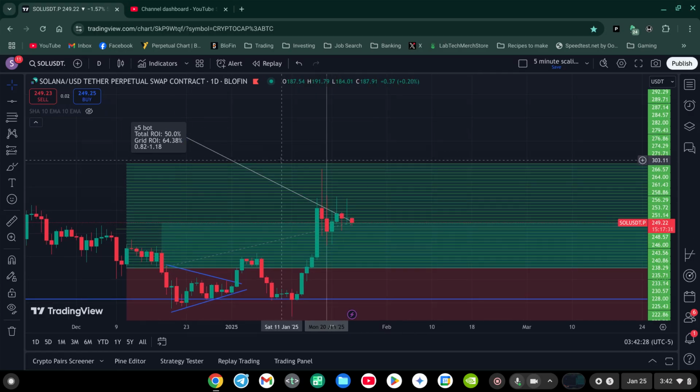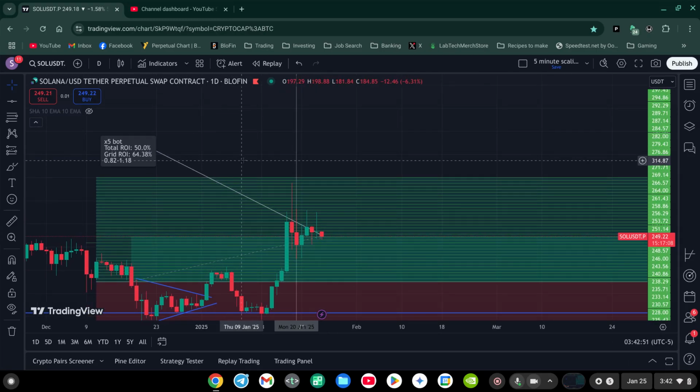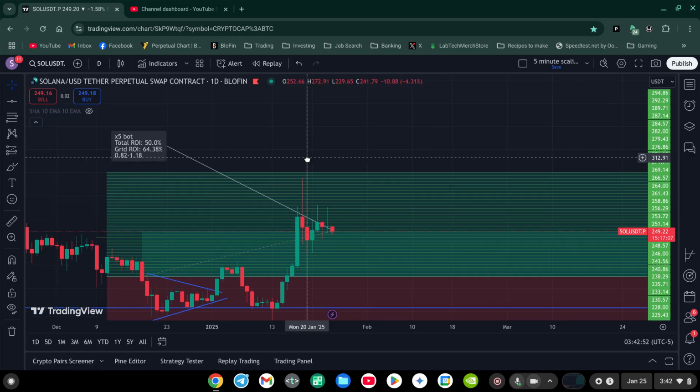So basically the position, quote unquote, that the bot has is in loss right now. But because of all of this 64% profit that we made from trading this action, we're actually 50% in profit, even though the position the bot is holding is in loss. And this is the benefit to doing this.